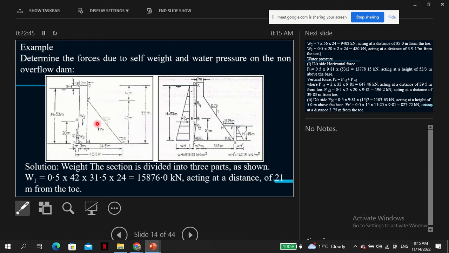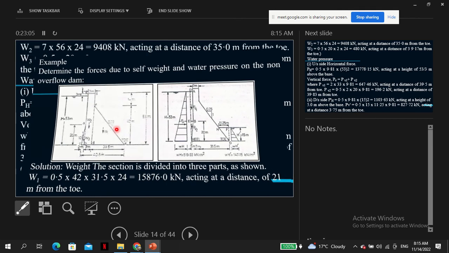Above here, this should act at a third, right? A third, 42 over 3, isn't it? No, no. It should act at, I think, a third from here. 42 divided by 3. Okay, let's see the next.